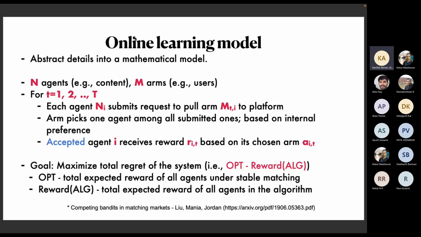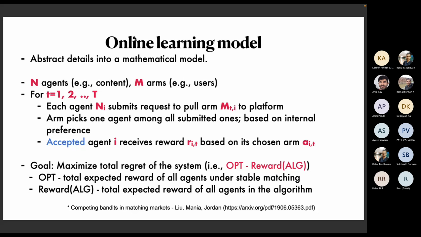And then each of the accepted agents sees some reward r_t. Basically, it depends on the chosen arm that agent had, and all the other agents who proposed an arm but didn't get picked get reward 0, right? So this is the way the system is going to work. The platform's job is just to coordinate these requests from the agent side and coordinate the feedback from the arm side.